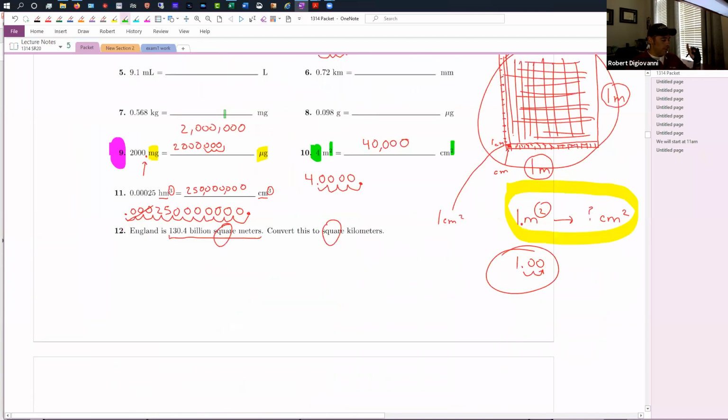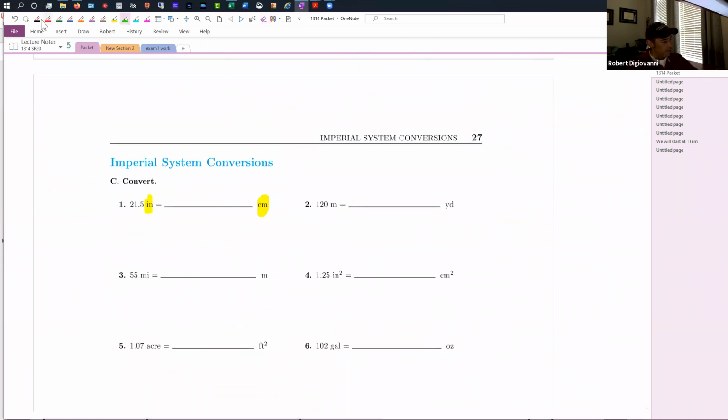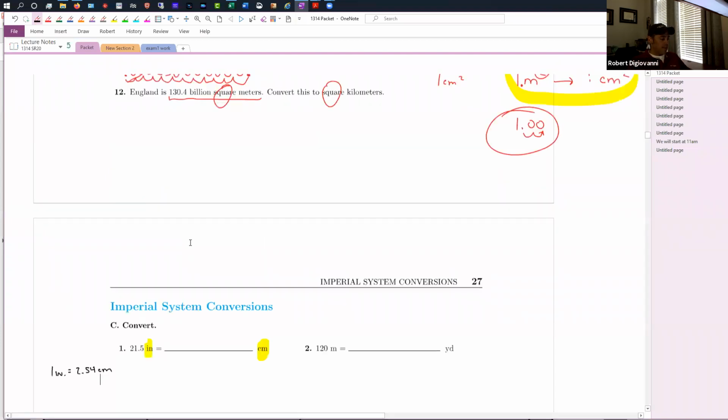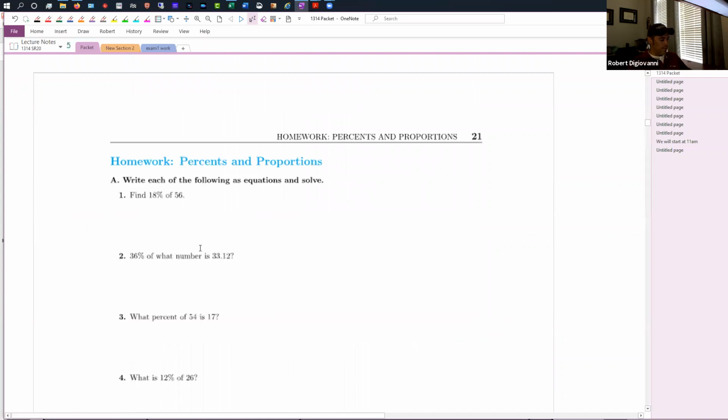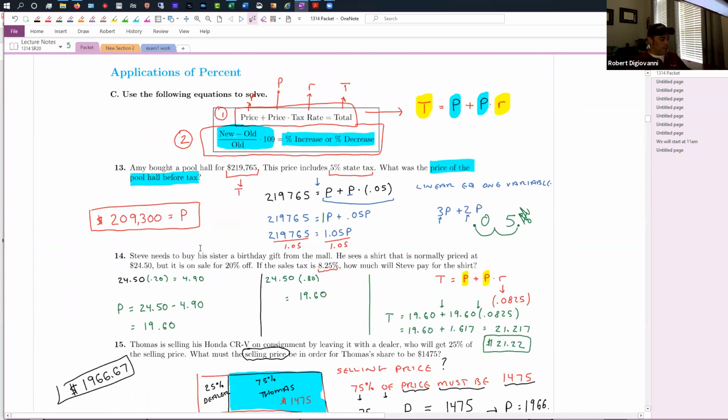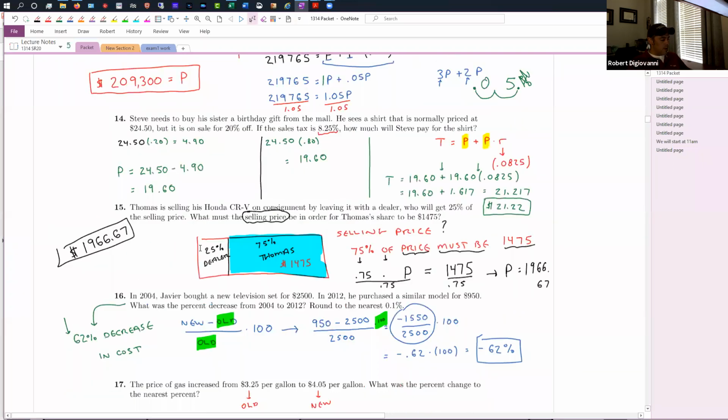So watch what I'm going to do here. I'm going to just write this down on the side. 1 inch is equal to 2.54 centimeters. Okay, do y'all remember when we were doing the problems on proportions, last class? Let me scroll up to it so you can see what I'm referring to. Do you remember these problems? Where are they?